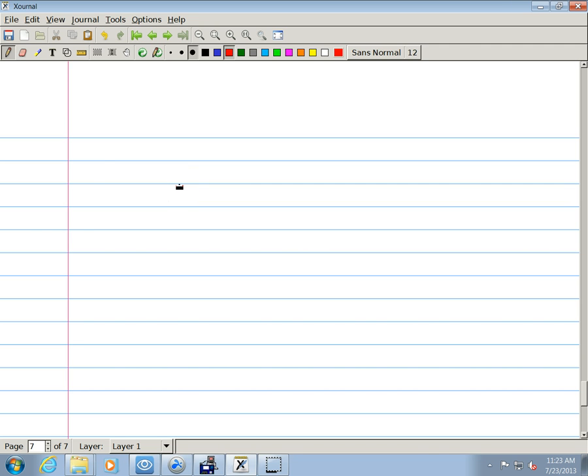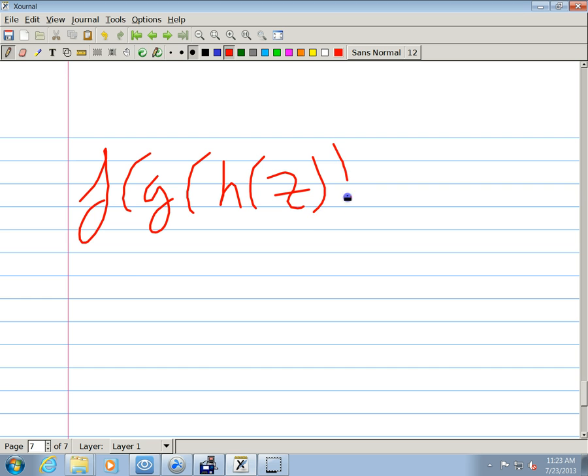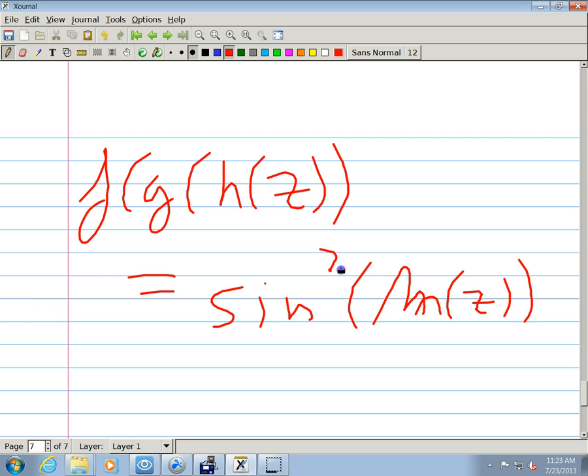So what if f of g of h of z is sine of ln of z, all squared? Can you tell me who f is, who g is, and who h is? Who's the innermost function? Who's h?